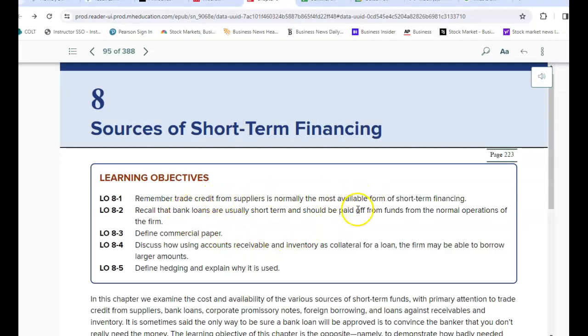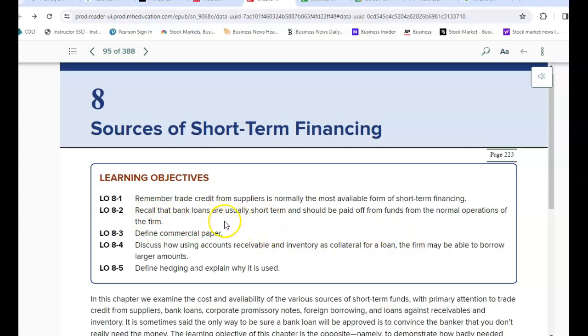So trade credit from suppliers is a really important source of short-term financing. In other words, basically, the supplier acts as your bank. You know, they're basically lending you the product until you pay for it. So it's like a short-term loan. Think of it that way.